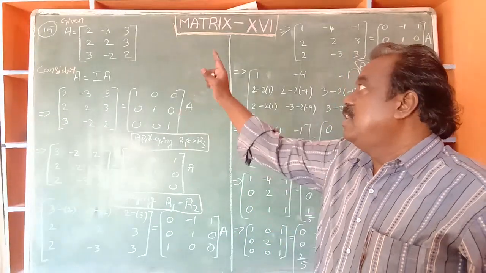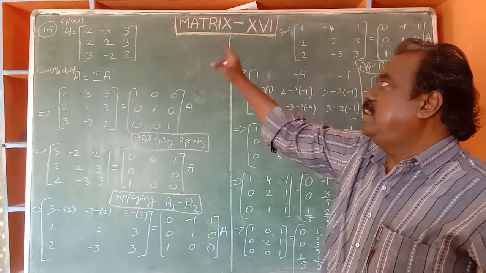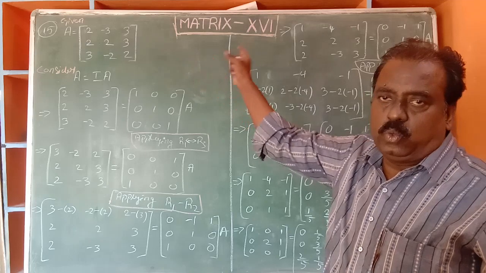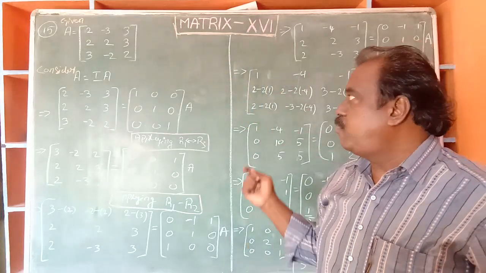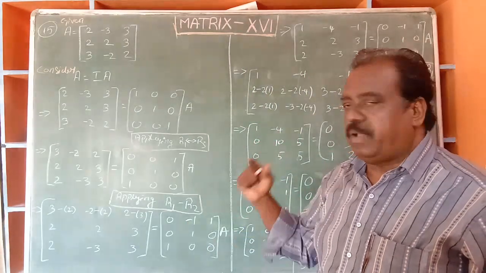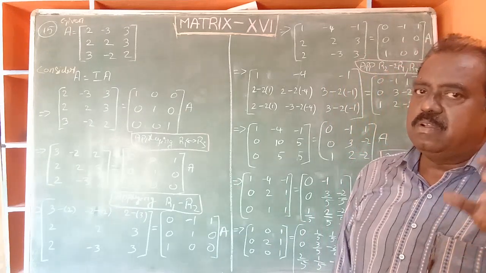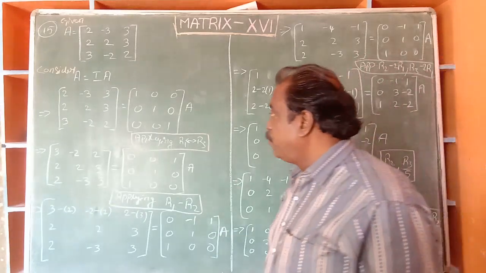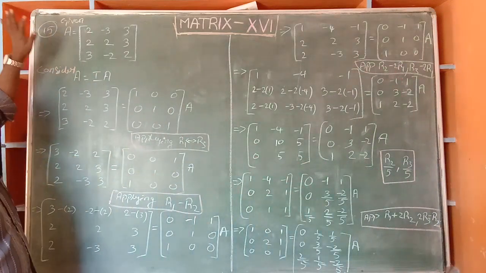Okay, now that is the given matrix A. 2 minus 3, 3, 2, 2, 3, 3 minus 2, 2. It is a 3 by 3 matrix. For this one, we are finding the inverse by this method. It is one process. Through that one, we can find the inverse. Now, observe. This is the given matrix.